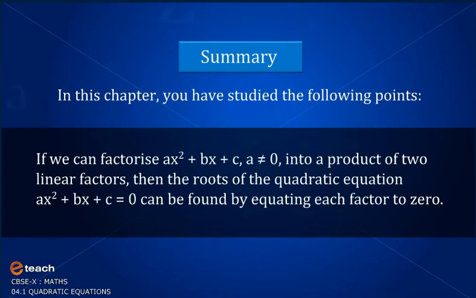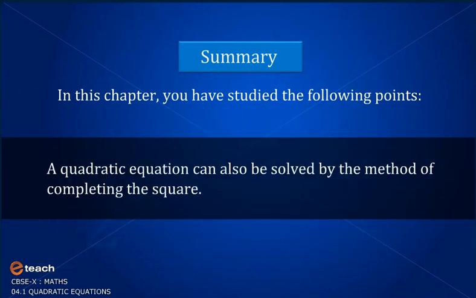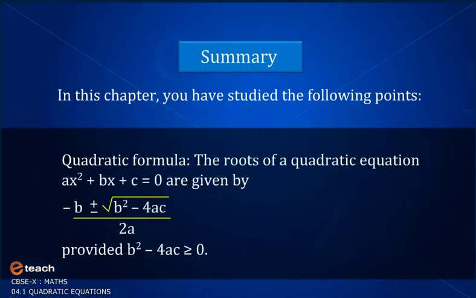3. If we can factorize ax square plus bx plus c, a is not equal to 0, into a product of two linear factors, then the roots of the quadratic equation ax square plus bx plus c is equal to 0 can be found by equating each factor to 0. 4. A quadratic equation can also be solved by the method of completing the square. 5. Quadratic formula. The roots of a quadratic equation ax square plus bx plus c is equal to 0 are given by minus b plus minus under root of b square minus 4ac divided by 2a, provided b square minus 4ac is greater than or equal to 0.